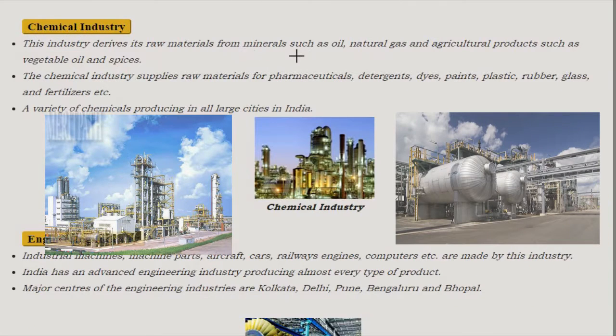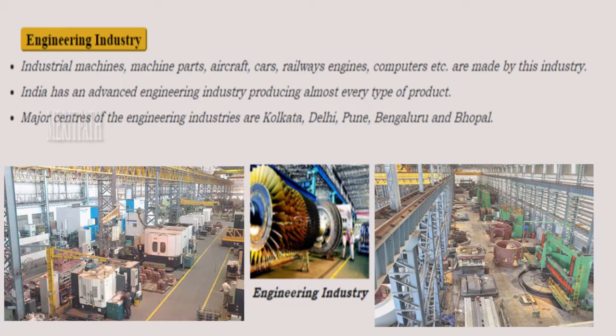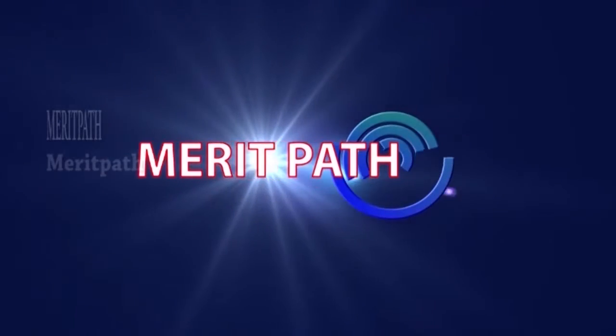Chemical industry. This industry derives its raw materials from minerals such as oil and natural gas, and from agricultural products, vegetable oils and spices. A variety of chemicals are produced in all large cities in India. Engineering industry. Industrial machines, machine parts, aircraft, cars, railway engines, etc. are made in this industry. Major centers of the engineering industry are Kolkata, Delhi, Pune, Bengaluru and Bhopal.